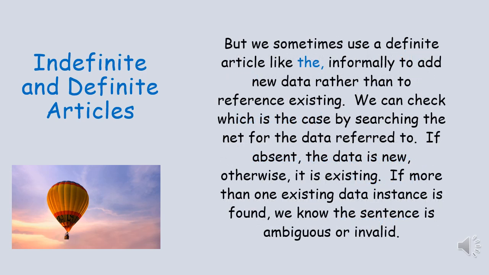But we should note that sometimes we use a definite article, like the, informally to add new data rather than to reference existing data. In practice, we can check which is the case by searching the net for the data referred to. If the data is absent, then the data is new. Otherwise, if the data is existing, then we can just simply refer to it. If more than one existing data instance is found, we know the sentence is ambiguous or invalid.